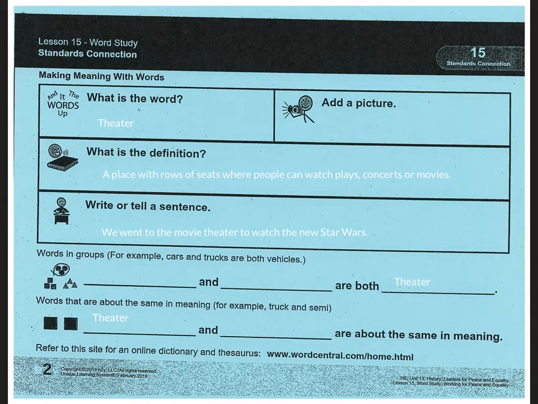Some examples of the word theater would be AMC. That's the name of our movie theater here in Kokomo. AMC. And then another example of a theater that you all know well is auditorium. The auditorium that we have here at the school is an example of a theater. It's a place where we can watch plays, concerts, or movies.